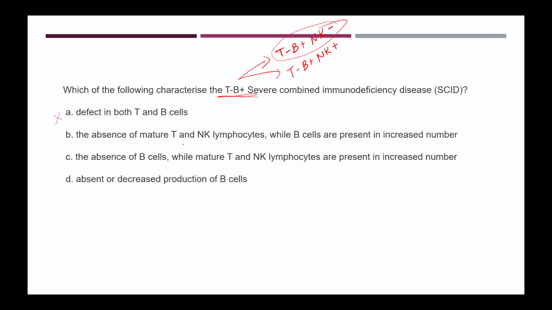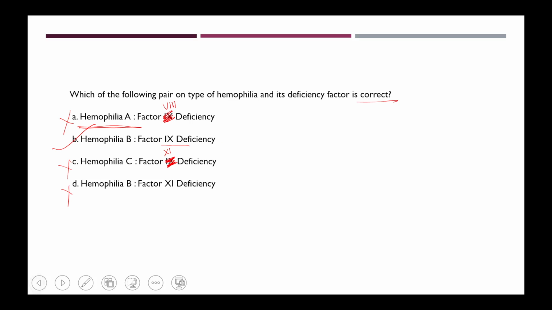This one, the absence of mature T and NK lymphocytes while B cells are present in increased number. This is correct. This is the absence of B cells. No, it is not. It will not be absence of B cell because it is B positive. And absent or decreased production of B cell, again, it is B positive, then this is not the correct one.